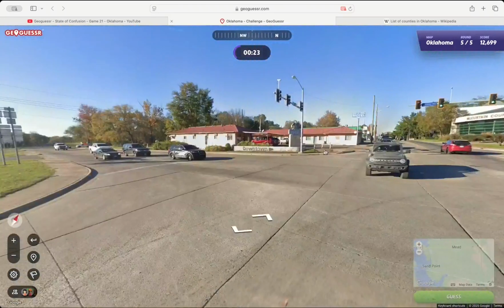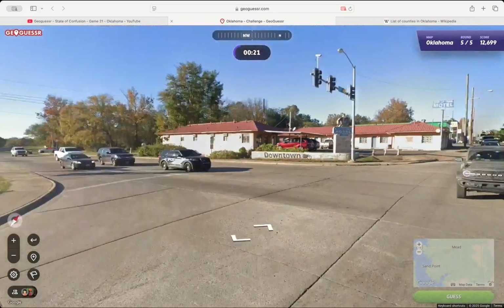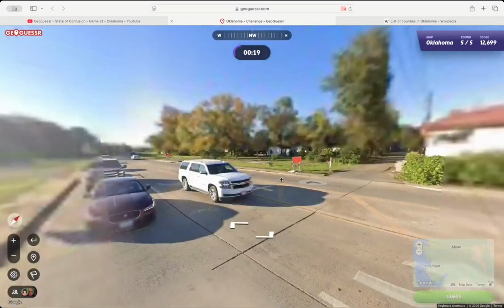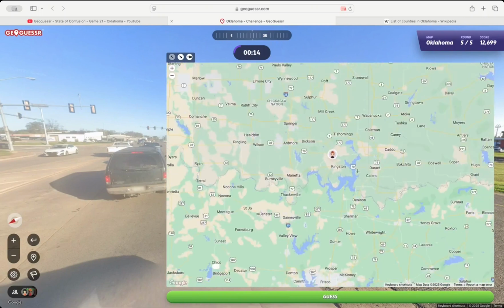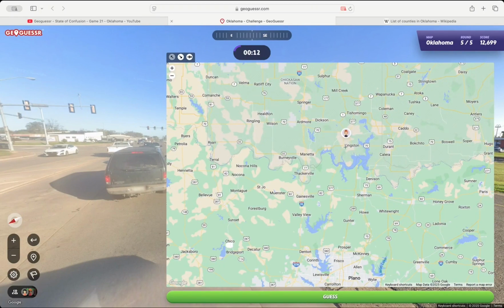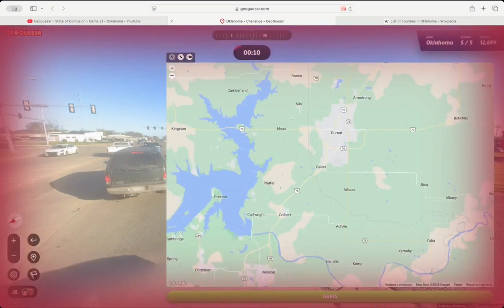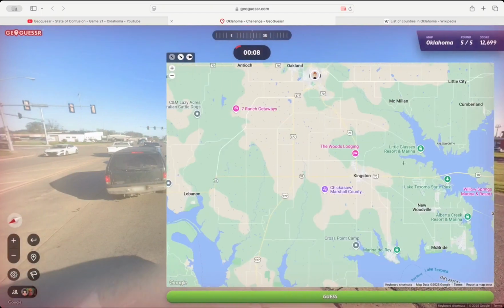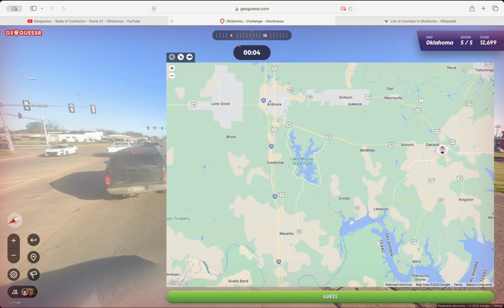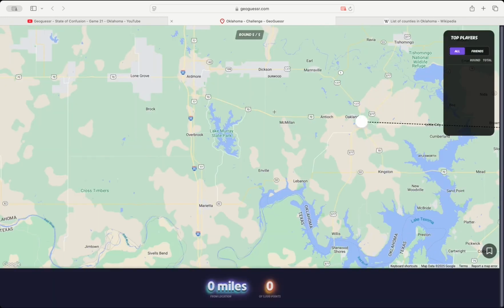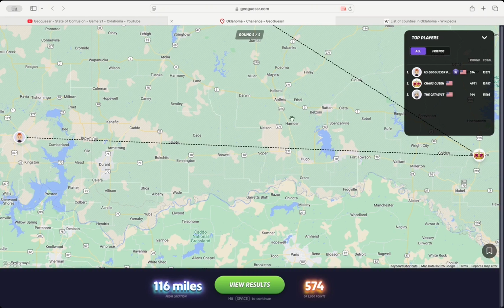McCurtain County. Downtown what? McCurtain County, I know, is down this way. I mean, it's on the border, that's for sure. But where's 259? Why can't I find 259? 377's not going to do it. Going to go here in Ardmore.